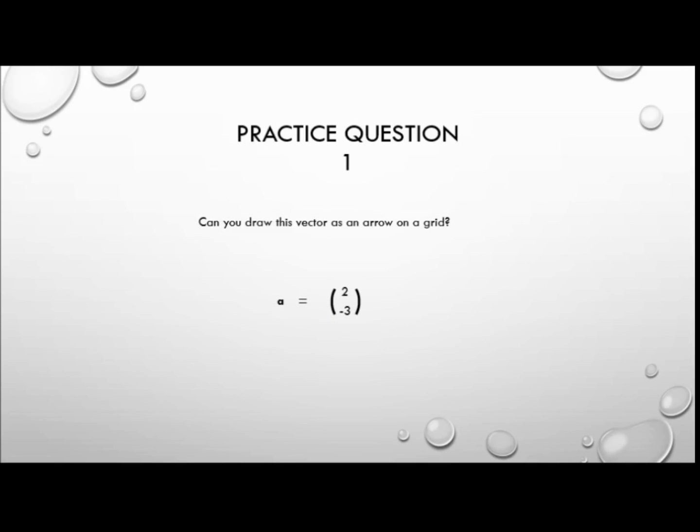Okay, so much for the theory. Let's have a go at putting that into practice. Can you draw this vector as an arrow on a grid? Take your time, pause the video. When you're ready for the answer, just press play.